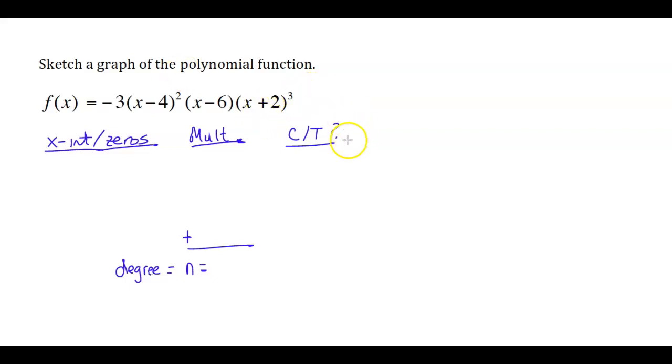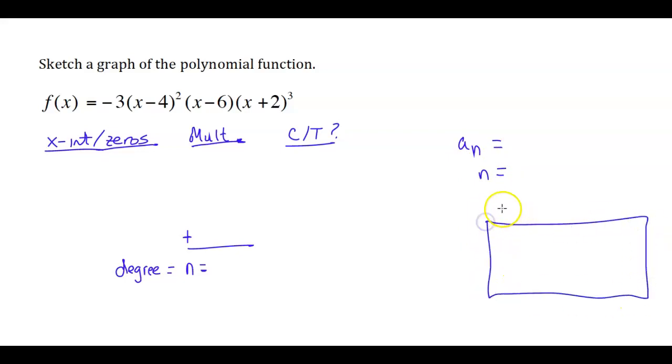And then the last thing that we'll need to know is what is the leading term of the polynomial, as well as the degree. And we're going to put all that information together so that we can find out what is called the end behavior.